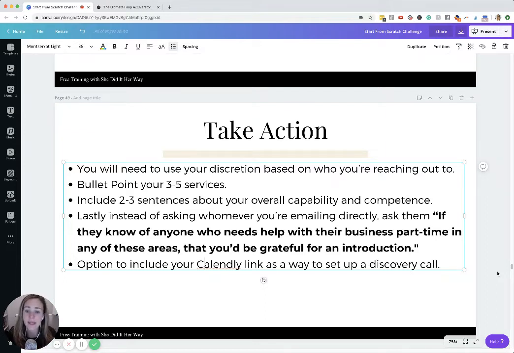And then lastly, instead of asking whoever you're emailing directly, ask them if they know of anyone who needs help with their business part-time in any of the areas, and that you'd be grateful for an introduction. The key thing about that is it puts less pressure on the person you're emailing, even though you know that person might have a business and that you could help them. Instead of just saying, hey, do you want to hire me?